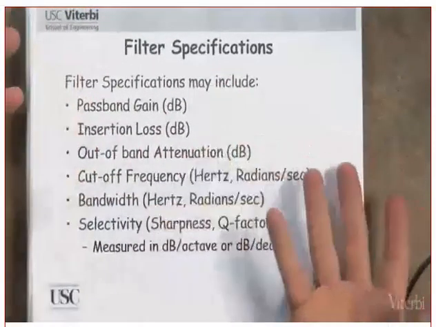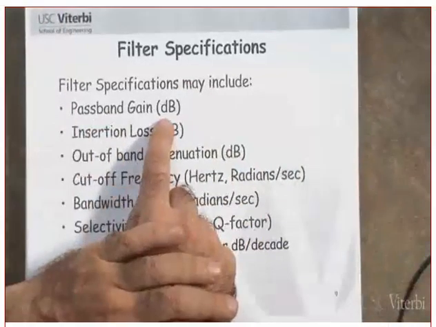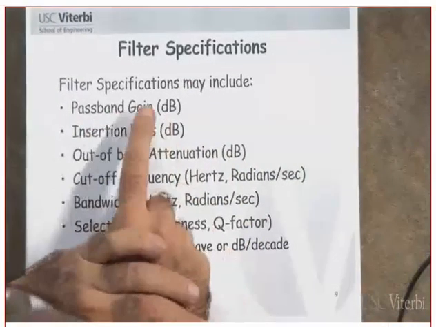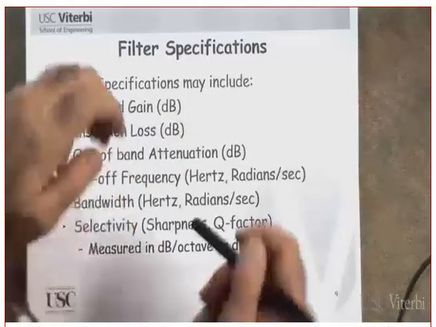Now, what are the specifications of the filter? What do you specify in a filter? Let's see if you are familiar with this. Passband gain. What is that? By the way, it's in what units? In dB. Yes?